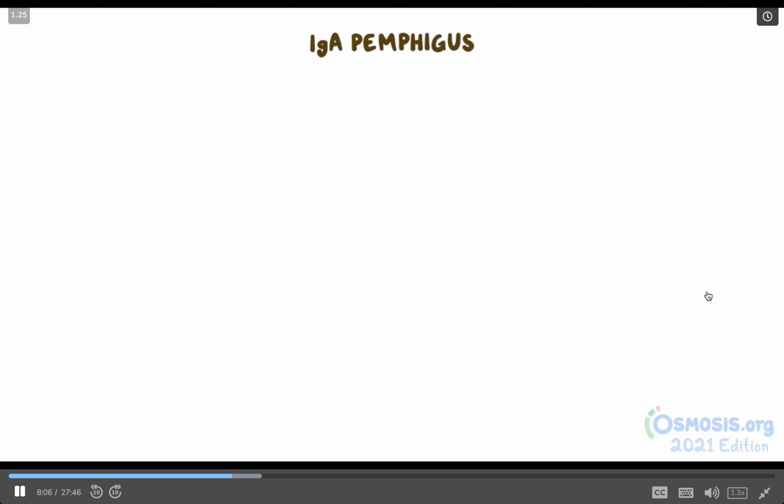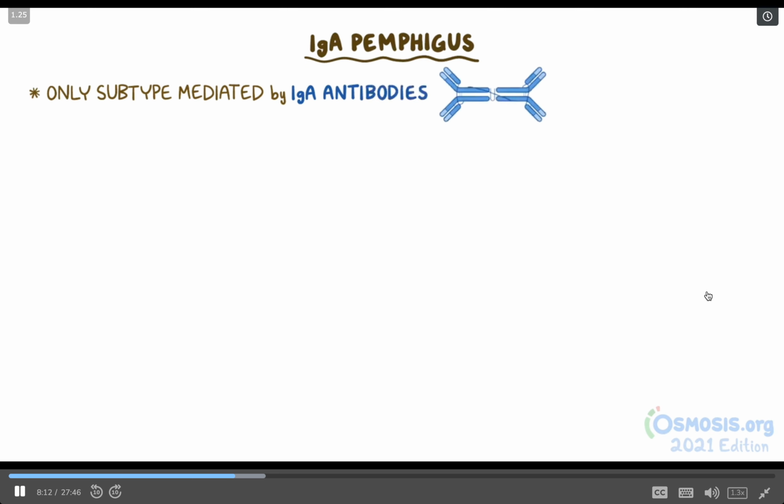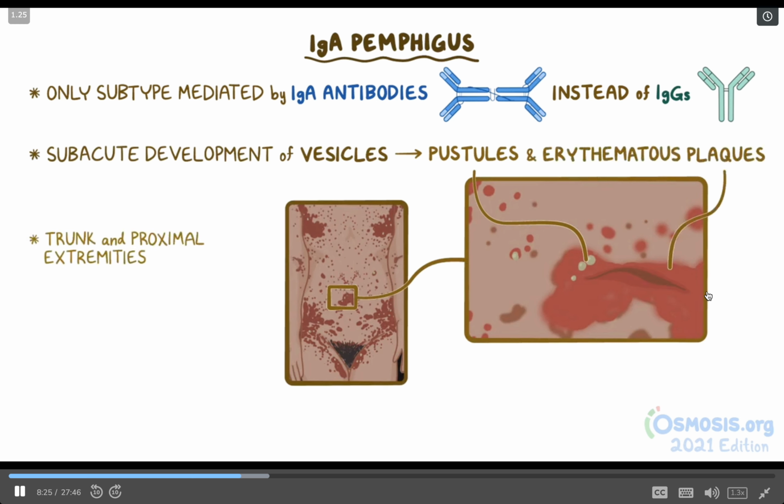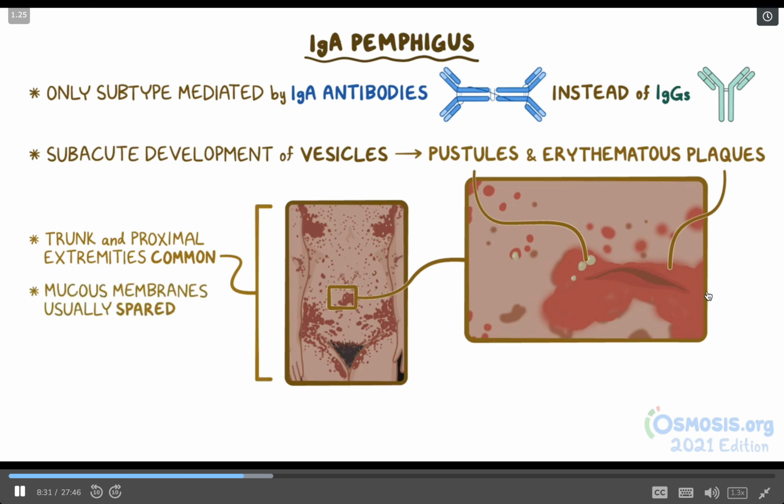Then there's IgA pemphigus, which is the only pemphigus subtype that's mediated by IgA antibodies instead of IgGs. IgA pemphigus is characterized by the subacute development of vesicles that evolve into pustules and may be accompanied by erythematous plaques. The trunk and proximal extremities are common sites for involvement, while mucous membranes are generally spared.